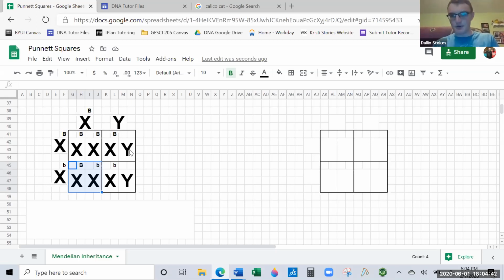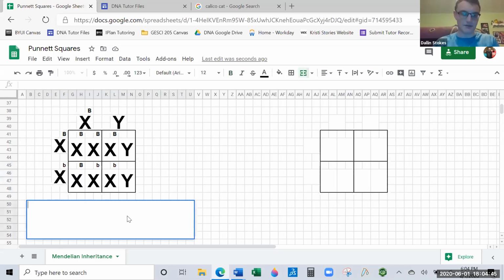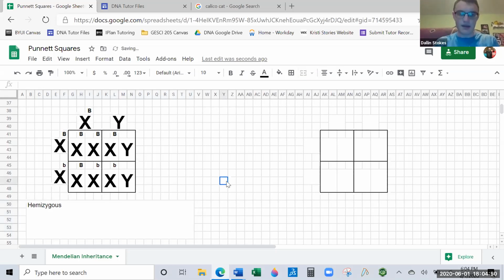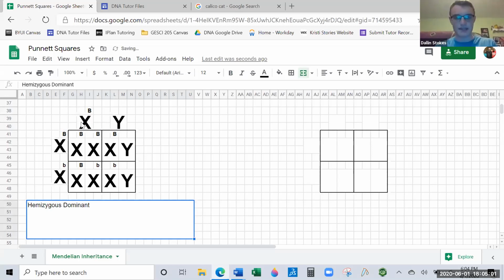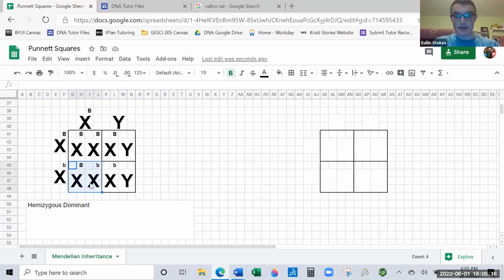So we have a new vocab word called hemizygous. I'll even write it out. Hemizygous. Hemizygous means half. So this male up here is hemizygous dominant, is how we'd say that. Whereas if he was X little b Y, he would be hemizygous recessive. Does that make sense? So in this case, with the Calico Cat problem, that was a codominance problem, because rather than this female cat being yellow, she came out being spotted.